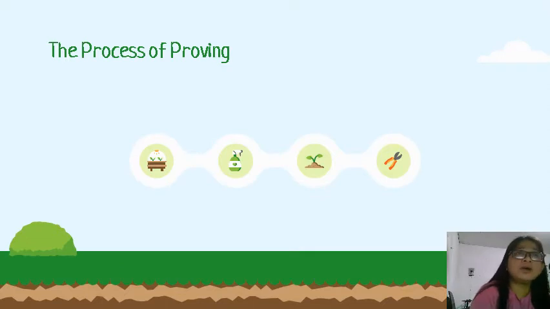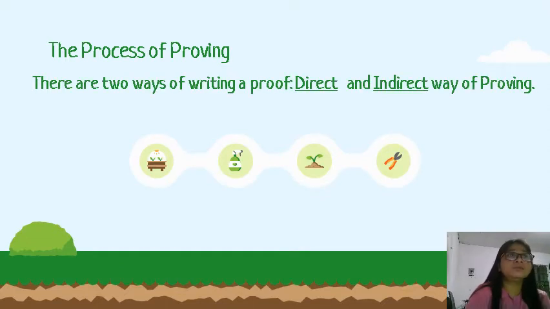Okay, so we have the process of proving. There are two ways of writing a proof. The first one is the direct, and the second one is the indirect way of proving.